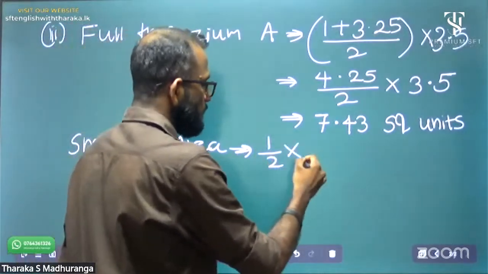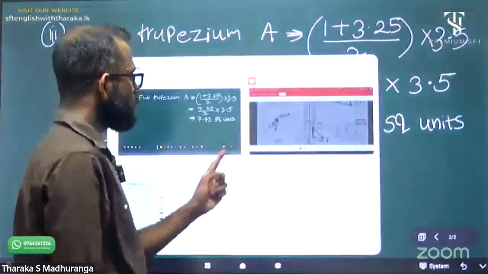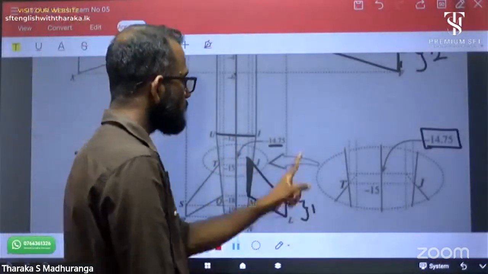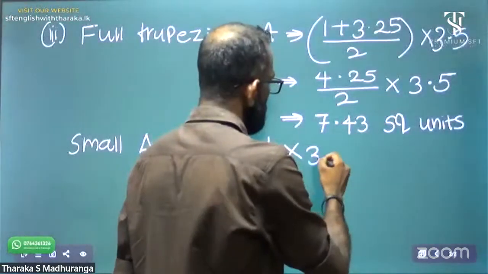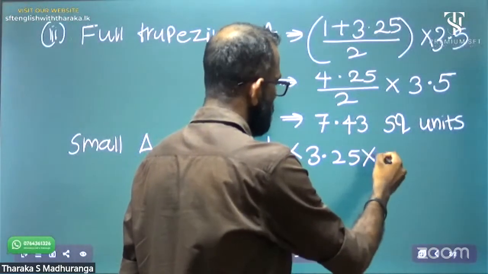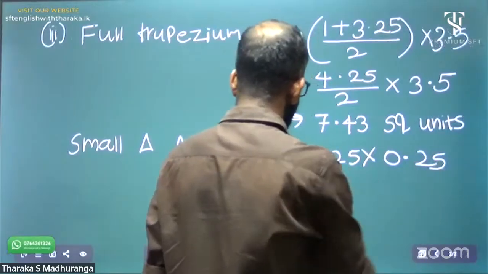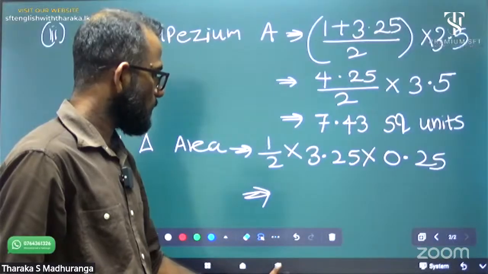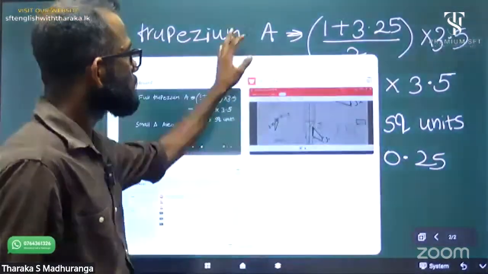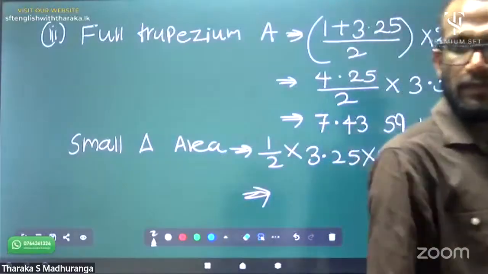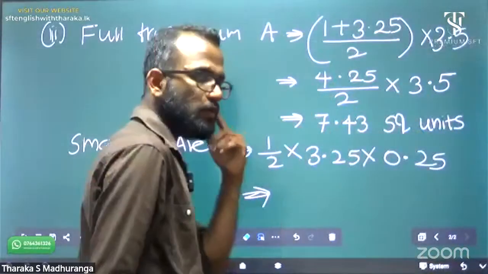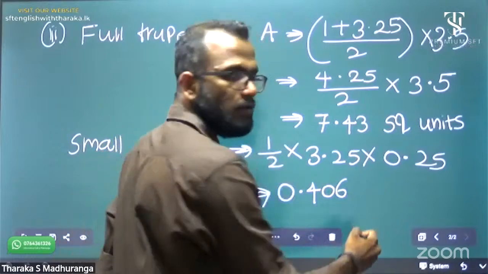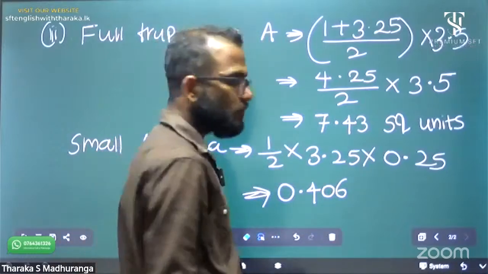Half into base, which I got from the coordinates, is 3.25. 3.25 into 0.25. Get this value. Then this value is 0.406 square unit.